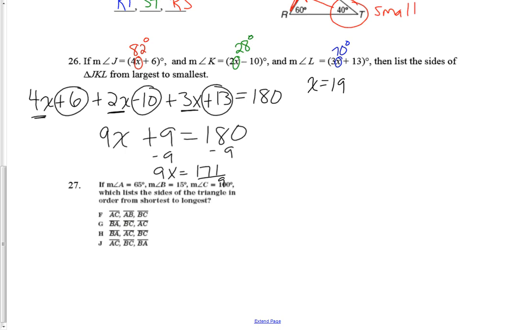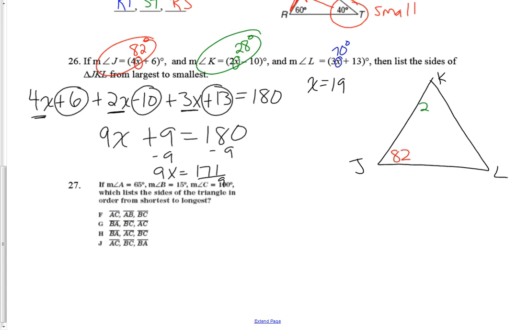At this point, it's very important I draw a diagram. So I need to draw a triangle, and I'm going to label the vertices J, K, and L, and fill in the angle measures that I just found. J is 82. I know that K is 28. And I know that L is 70.